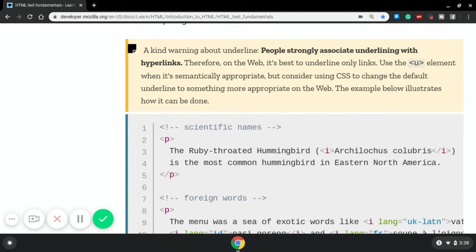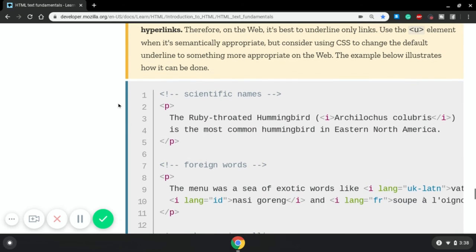A kind warning about underline. People strongly associate underlining with hyperlinks. Therefore, on the web, it's best to underline only links, using the u element only when it's semantically appropriate. Consider using CSS to change the default underline to something more appropriate on the web. The example below illustrates how this can be done.